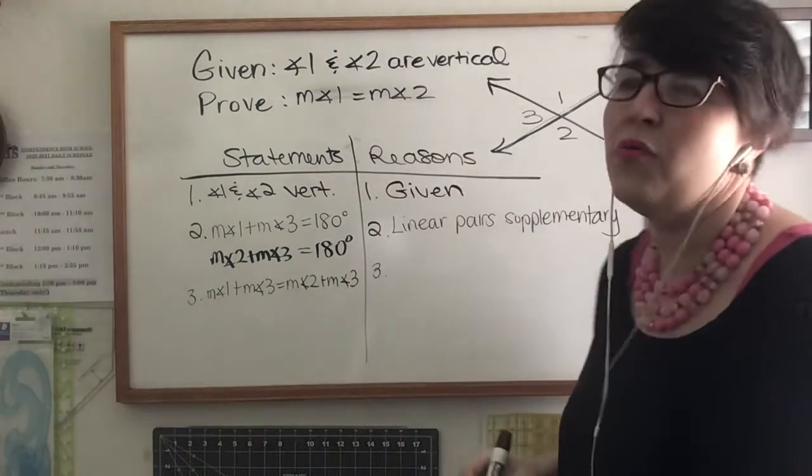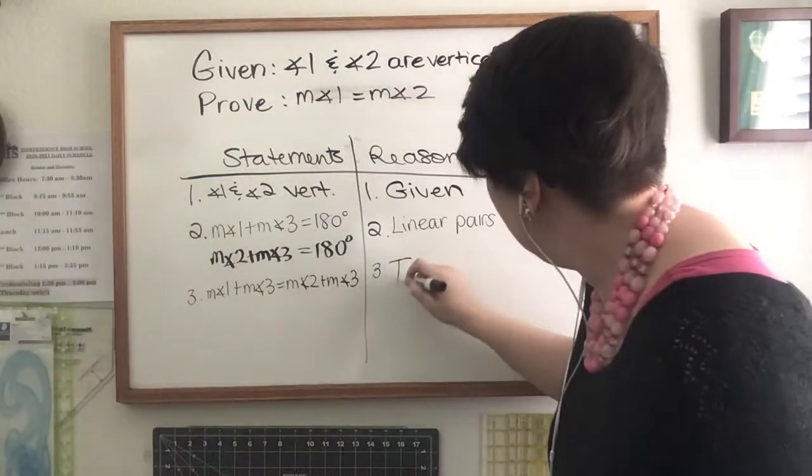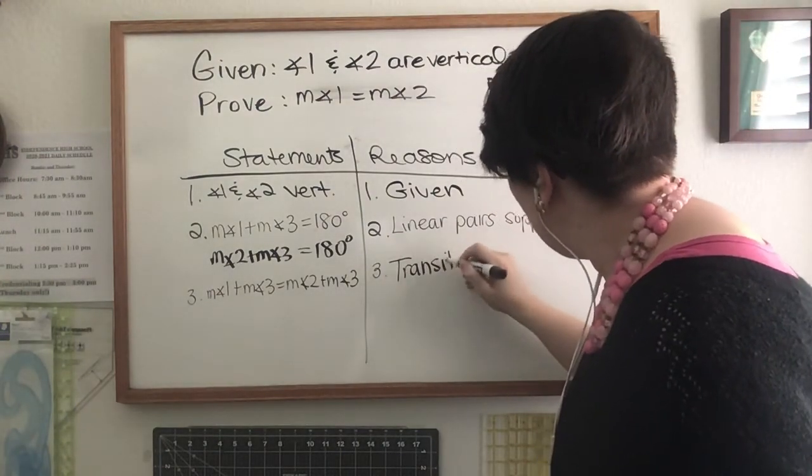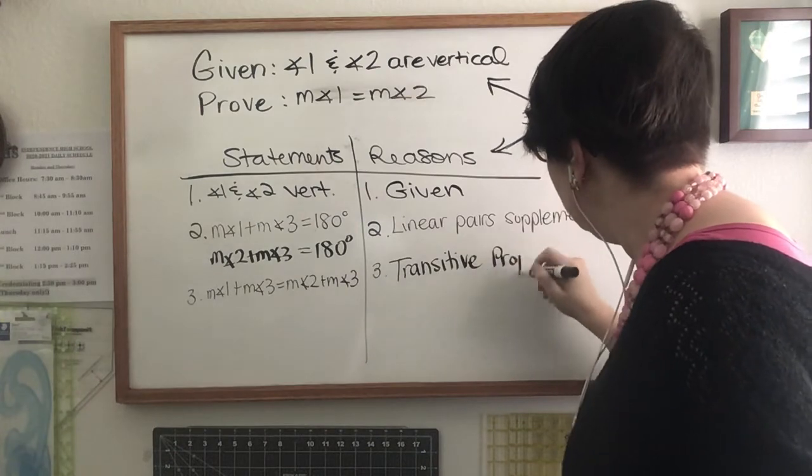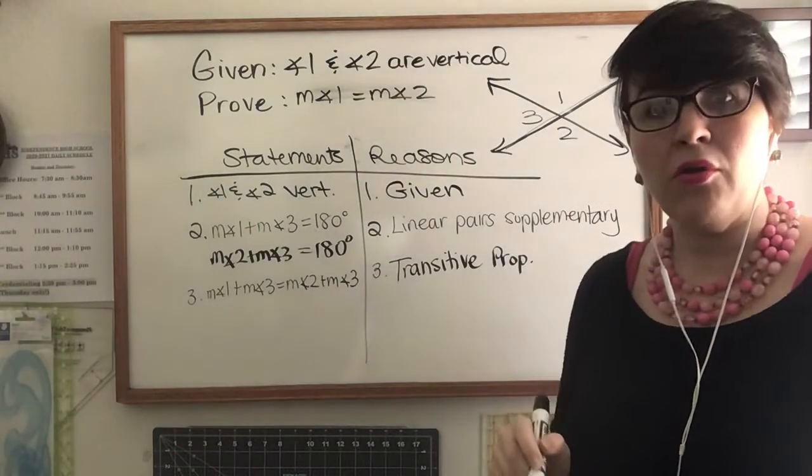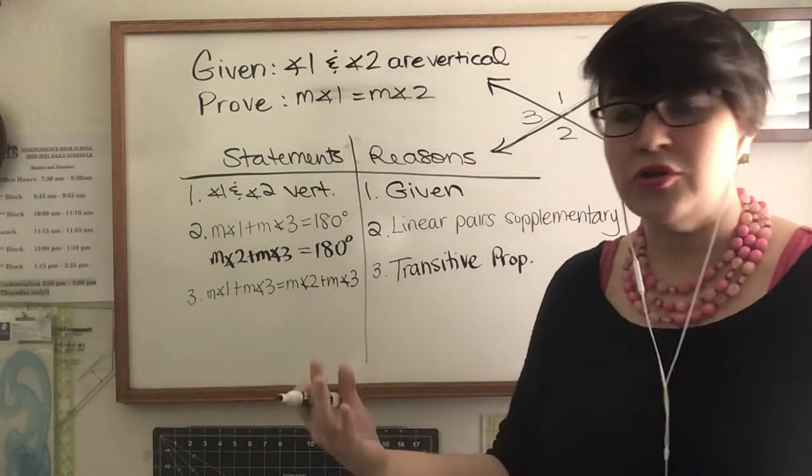All right, now if you don't remember the property for that, that's okay. It's called the transitive property. Transitive property always lets us cut out the middle piece and go straight from first to last.